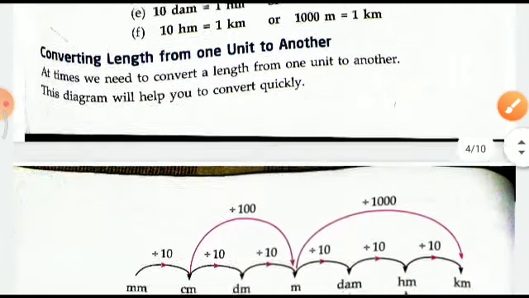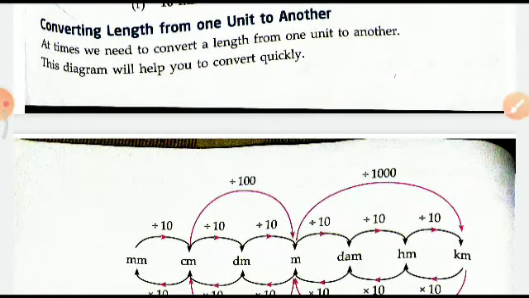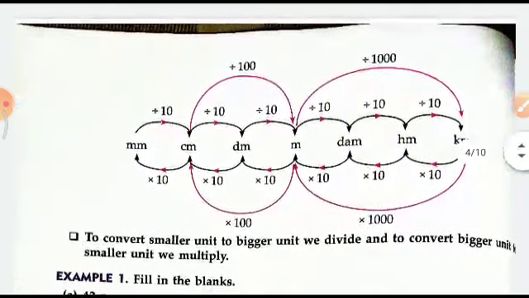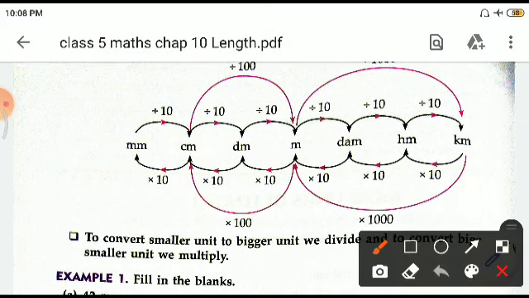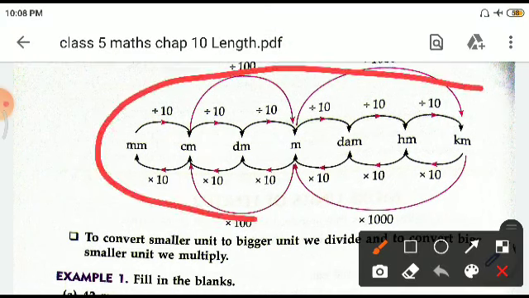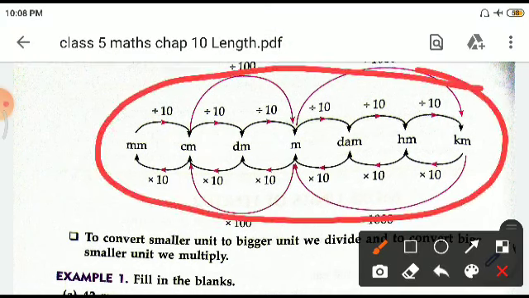So converting length from one unit to another, at times we will need to convert a length from one unit to another, right? See here in this diagram we can see that each of the units is separated by a count of 10, right? Like a meter, if we take this meter into account, if on this side we move by 10 units, it becomes a decameter, whereas if we move by 10 on this side we get a decimeter, right?